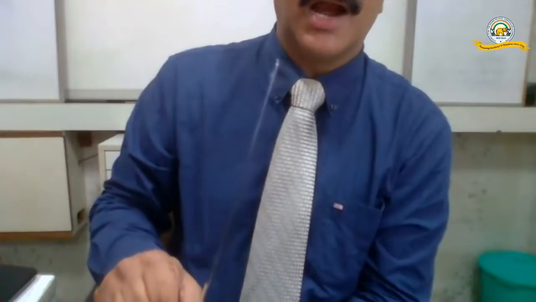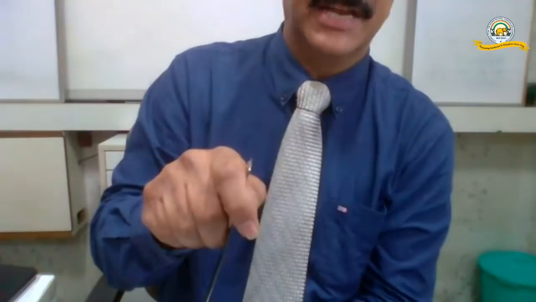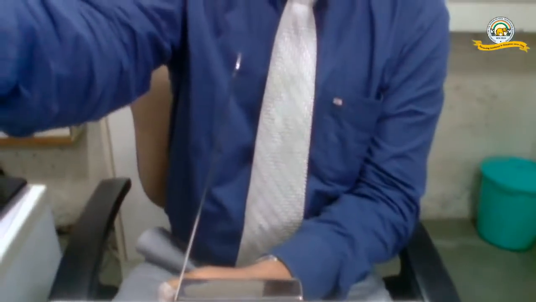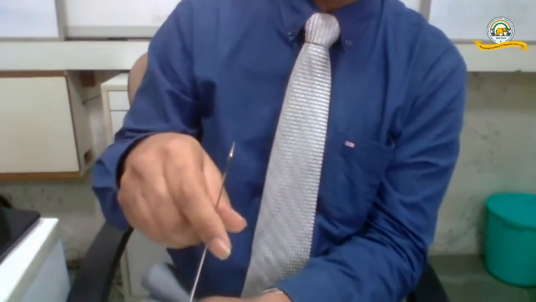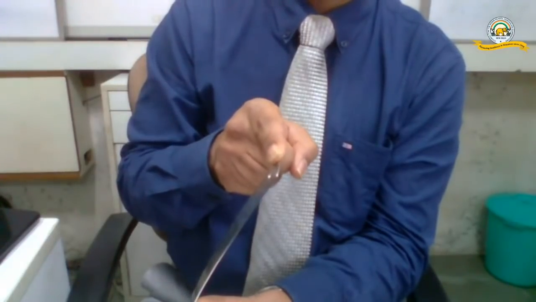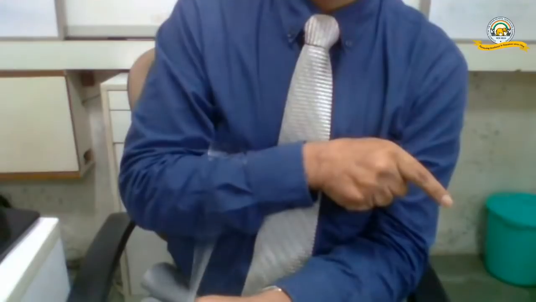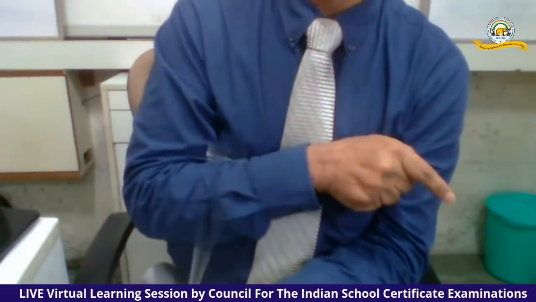In this case, the longer length of the ruler is vibrating. Now I am reducing its length. I am clamping it at a shorter point, making the smaller part of the ruler vibrate. Now when I disturb this ruler, you'll find that it vibrates faster. So the frequency of vibration is inversely proportional to the length.